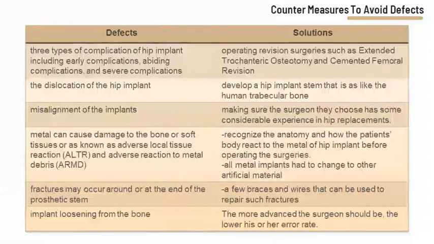Other than that, metal can cause damage to the bone or soft tissues, known as adverse local tissue reaction, ALTR, and adverse reaction to metal debris, ARMD. The solution for these defects is to recognize the anatomy and how the patient's body reacts to the metal of the hip implant before operating the surgery. Next, all-metal implants have to be changed to other artificial material.